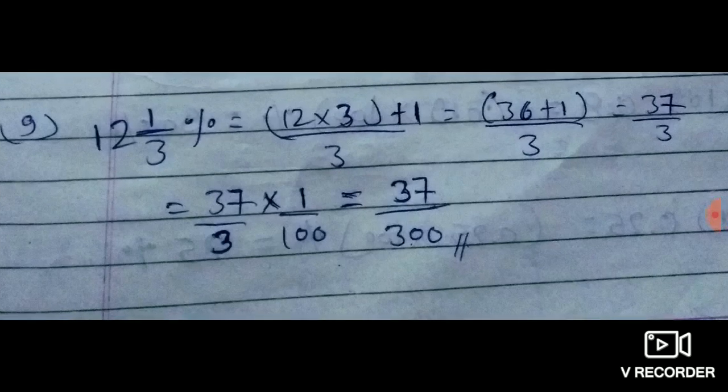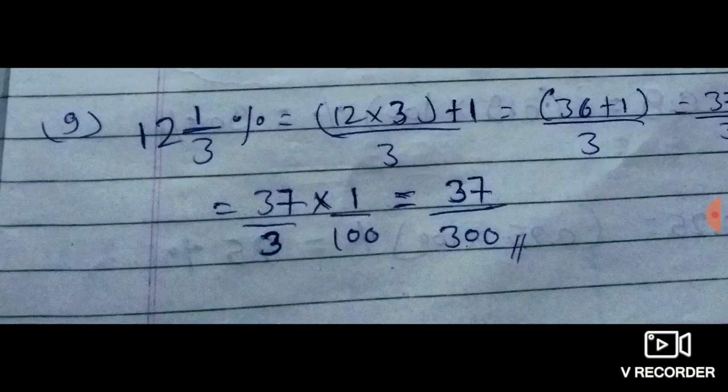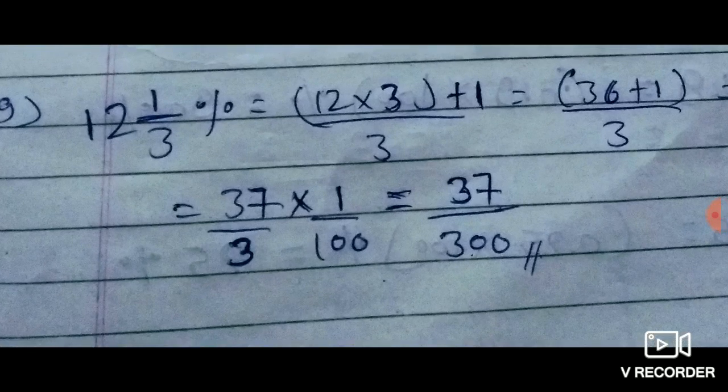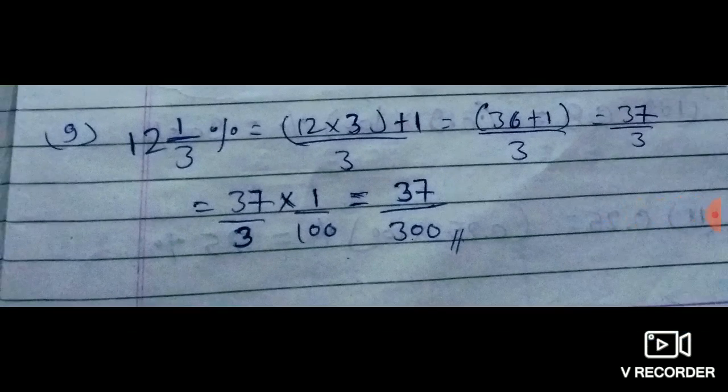So here we change the following percentage into a fraction. Percentage is given, so that is why here we multiply by 1 upon 100. So here we write 37 upon 3 into 1 upon 100 equal to 37 upon 300. 37 ones are 37 and 3 into 100 is 300.